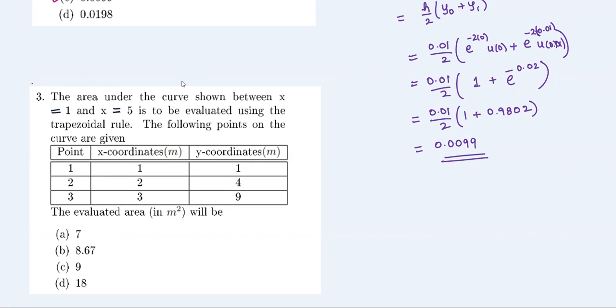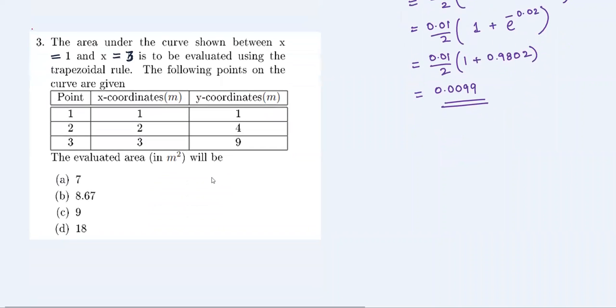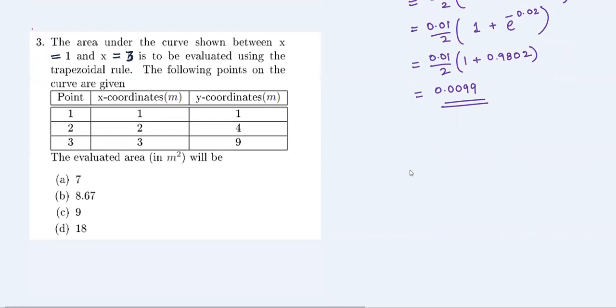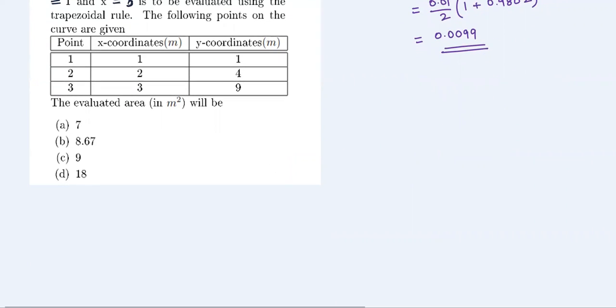In this question, there's a typo. This has to be x equal to 3, because only 3 coordinates are given. So we need to do this evaluation using trapezoidal rule. So the answer is very, very simple.